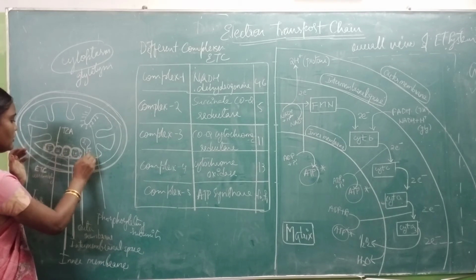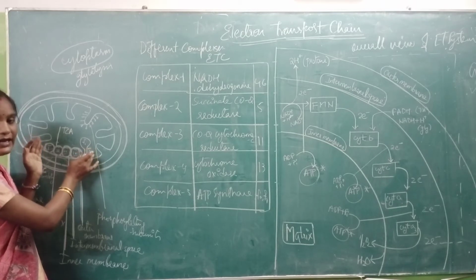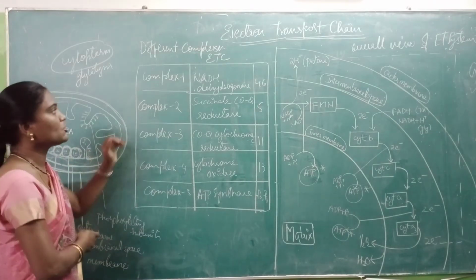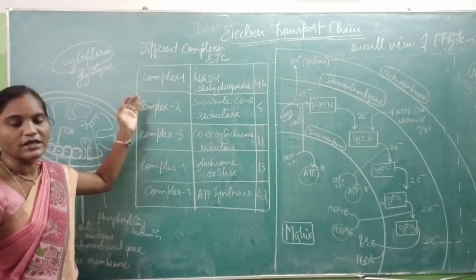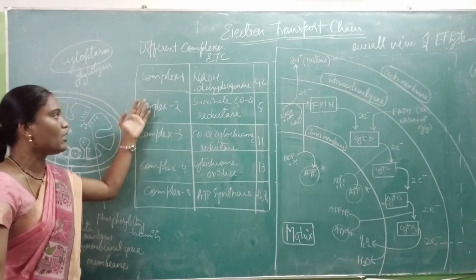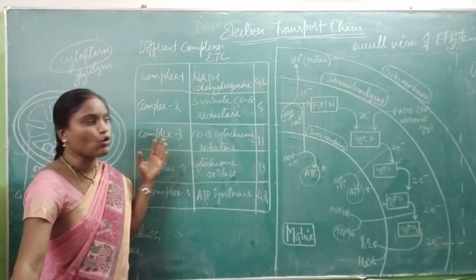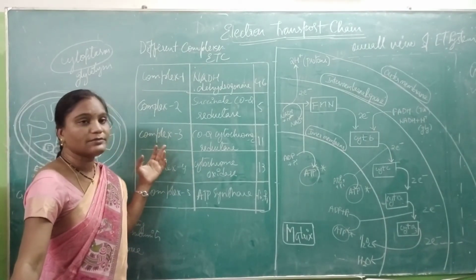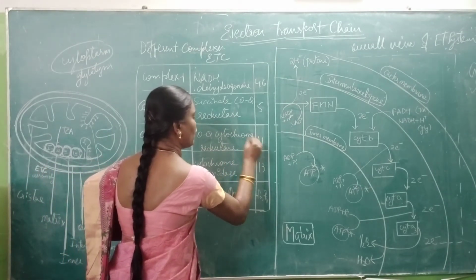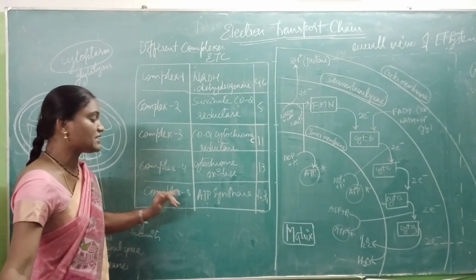So here in your inner membrane, your ETC assembly is organized, and here in the 5th complex your ATP is synthesized, that is your high energy compound. These are the different complexes that are utilized during electron transport from one complex to another. Complex 1, that is NADH dehydrogenase. Complex 2, that is succinate coenzyme Q reductase. Complex 3, coenzyme Q cytochrome C reductase. This is cytochrome C. Coming to complex number 4, cytochrome oxidase. And complex 5, ATP synthase.